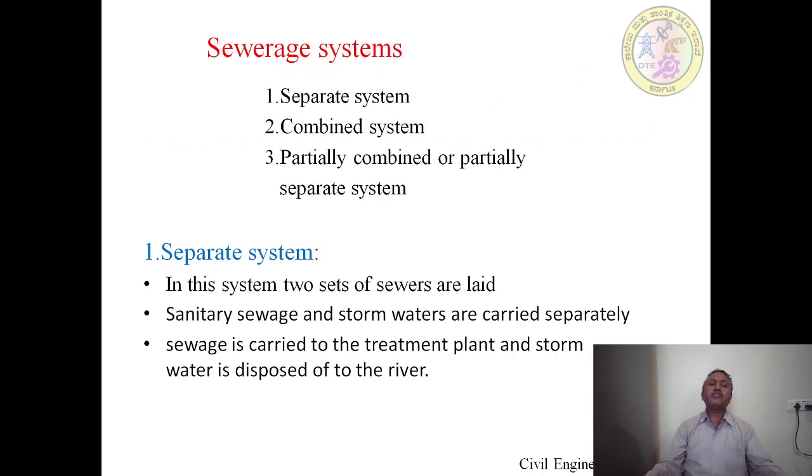Coming to the different sewerage systems, we have a separate system, a combined system, and a partially combined and partially separate system. First we will take up the separate system. In this system, two sets of sewers are laid. Sanitary sewage is carried through one pipe and storm water is carried separately in the other pipe. Sewage is carried to the treatment plant, whereas storm water is disposed of to the river.